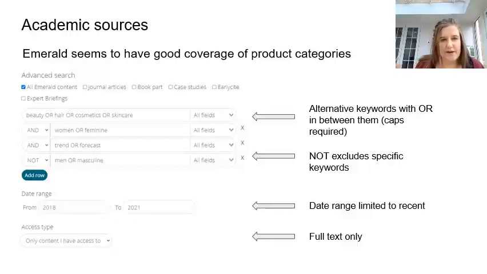You'll obviously be focusing on one of the subcategories, so you might narrow that down a little bit for your own research. But then in some of the other search bars, I've also used alternative terms like women or feminine, trend or forecast. And I've also used NOT search, so I've excluded men or masculine. So that takes out reports that relate, for example, to men's grooming. And I just, through a bit of experimentation, found that that was helpful to try and narrow it down to your specific product category.